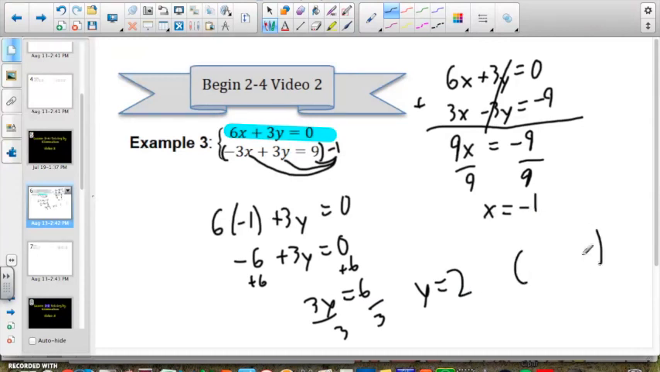I need my ordered pair. My x value was negative 1 and my y was 2. So all we had to do when we had the same number in front of the variable but also the same signs, we just have to multiply one of them by a negative 1. And just like in the last example, it doesn't matter if this is the x or the y that's going to end up canceling out. It's just going to be whichever one works out for that particular problem.